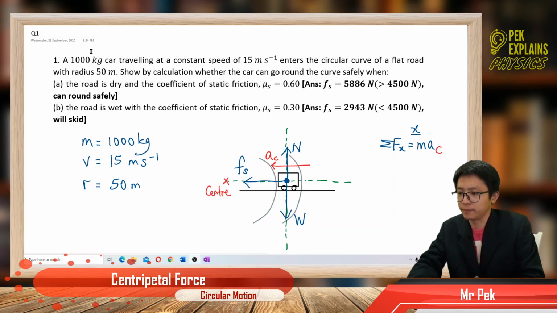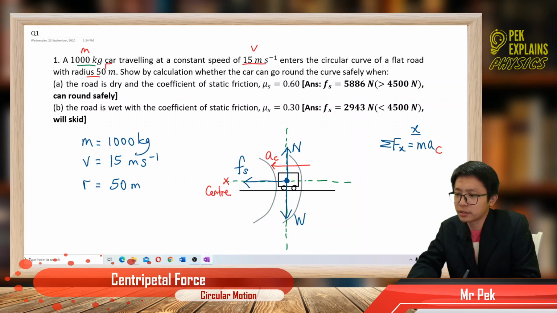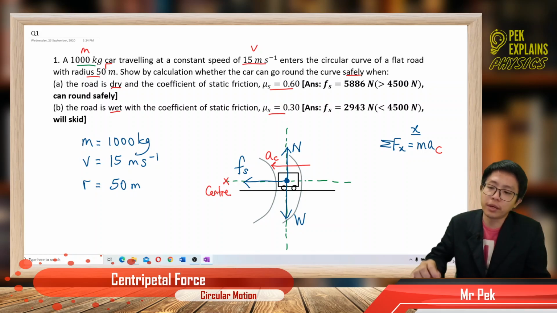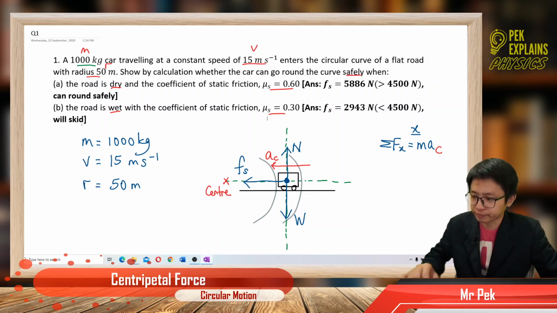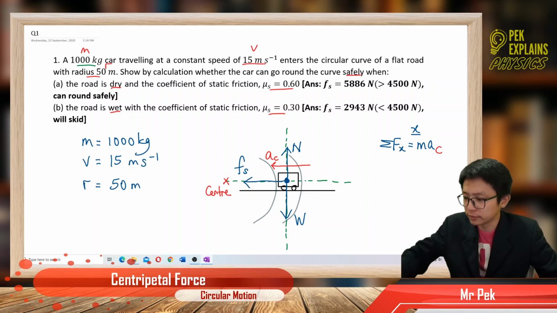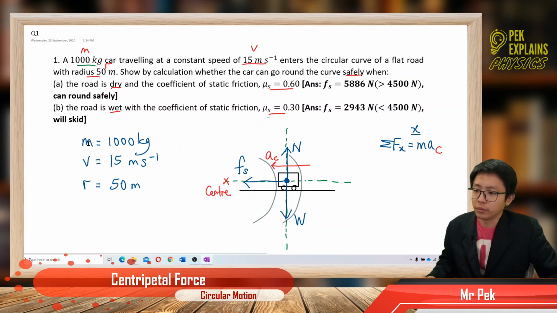What's the information given? We have the mass. Here he gives us the mass. Constant speed, so we have the v. It's on the road. Radius. So you want to know whether it can go safely or not. If it is dry or wet, this gives you the coefficient mu s. Okay, so these are the information: we have the mass, velocity, and the radius.